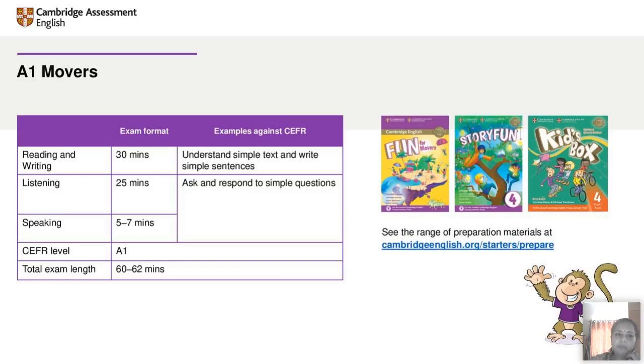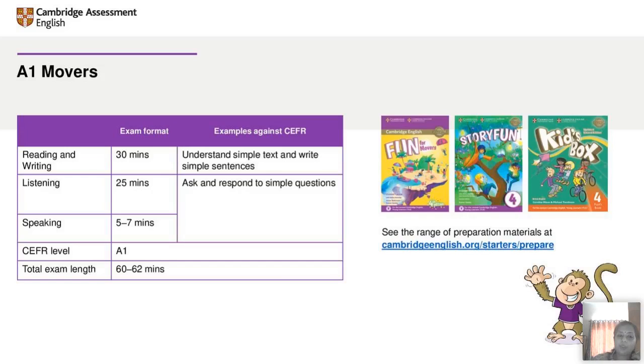So at A1 Movers level, what we did in the Starters level is similar, but the level at which you are being asked questions moves a slightly higher step. Here you are asked to write simple texts, understand simple texts, and write simple sentences. Again, it covers both listening and speaking. The kind of questioning is slightly different. It's one step higher than the Starters level, and the CEFR level that it corresponds to is A1.